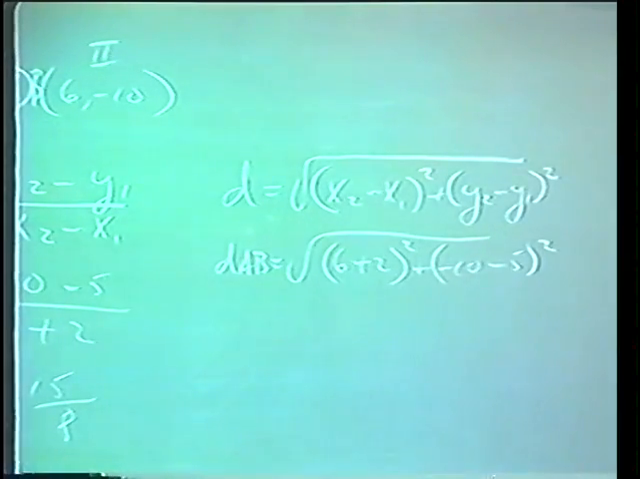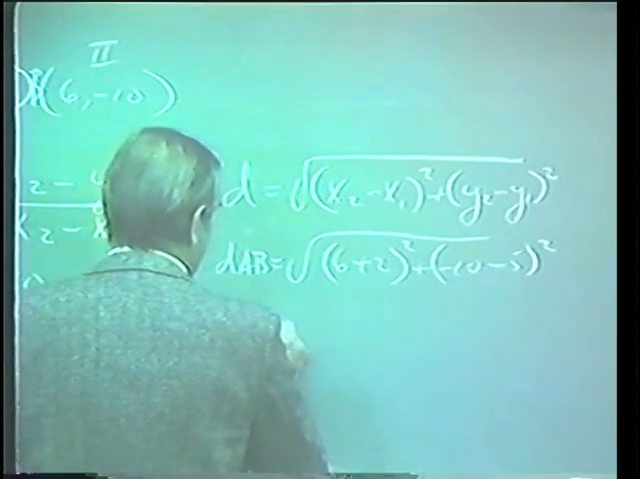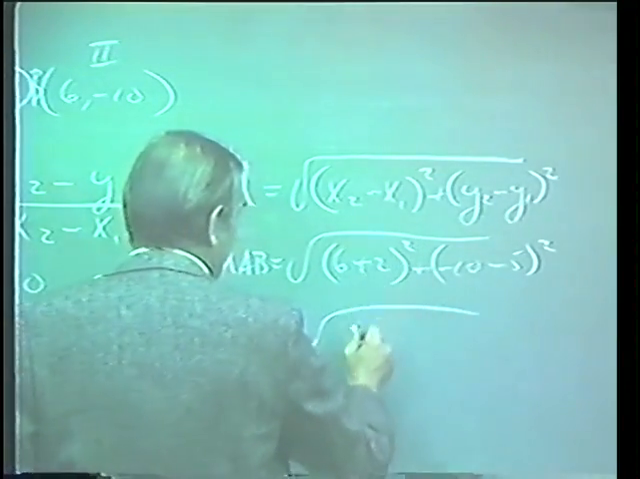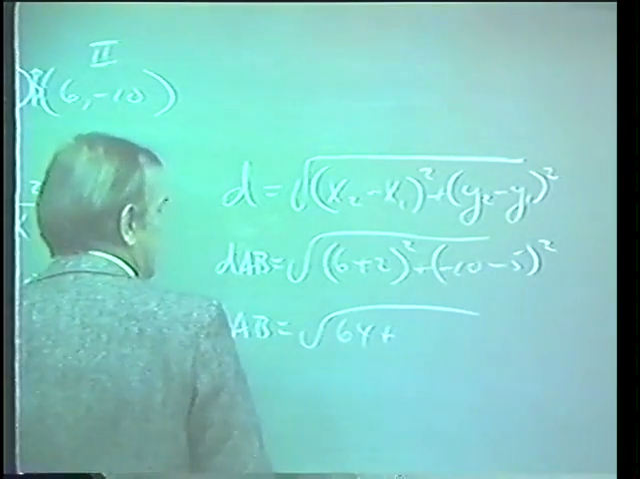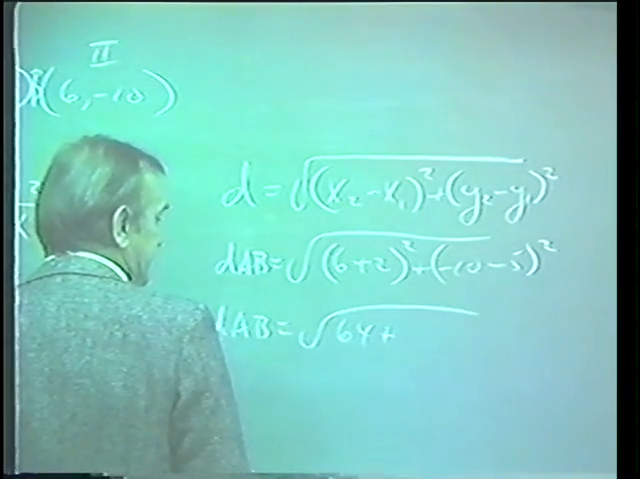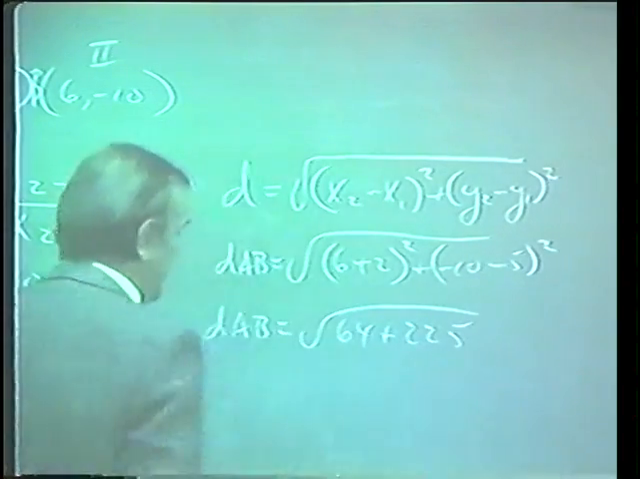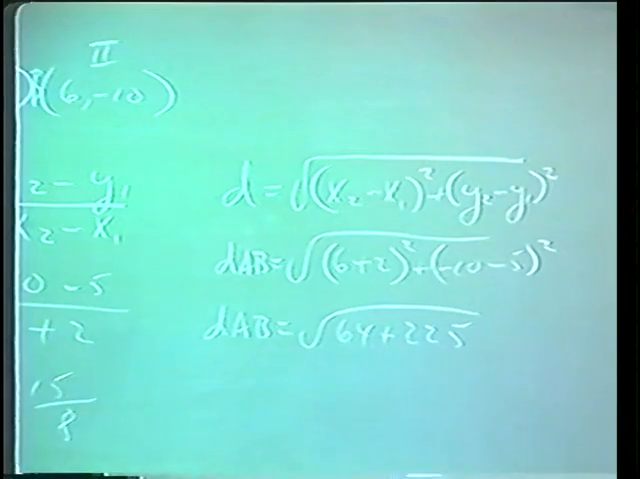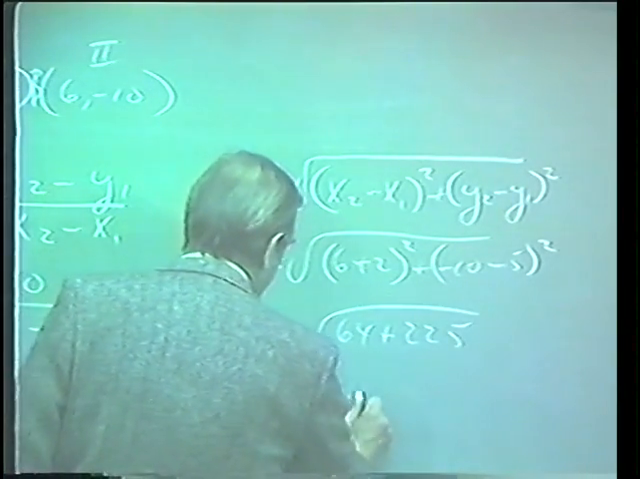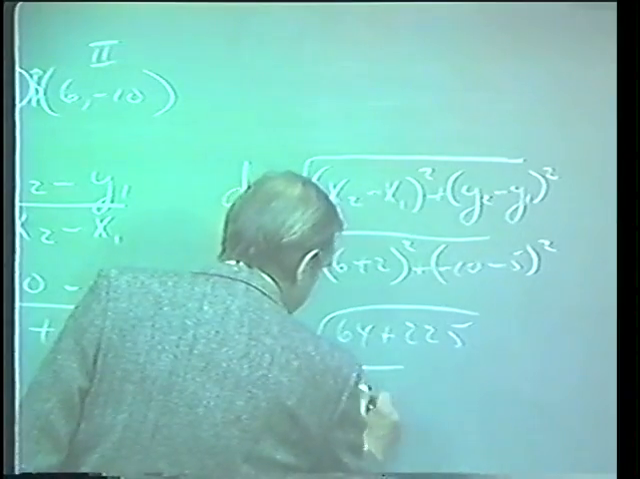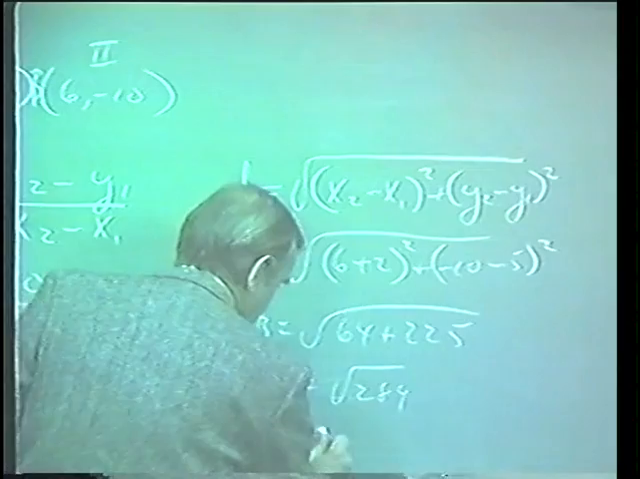It's now an arithmetic problem. We get the distance of AB would equal 6 plus 2 is 8 squared, 64. Plus -10 minus 5 is -15. You square -15, you get +225. The distance of AB would equal the square root of 289, which is 17.